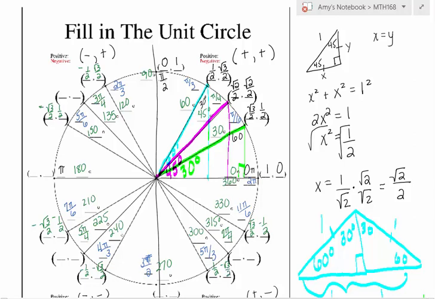Your 45-degree angles are easy because they're always the square root of 2 over 2. It just depends on what quadrant it's in as to what your sign is.